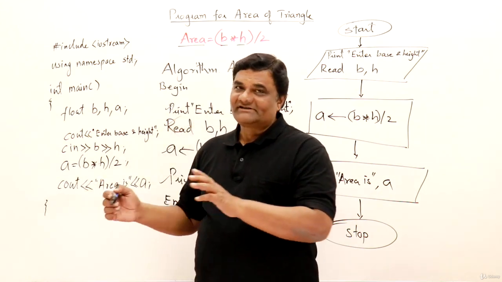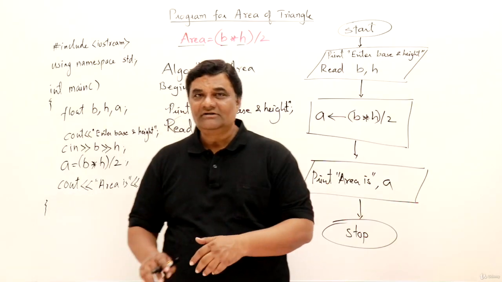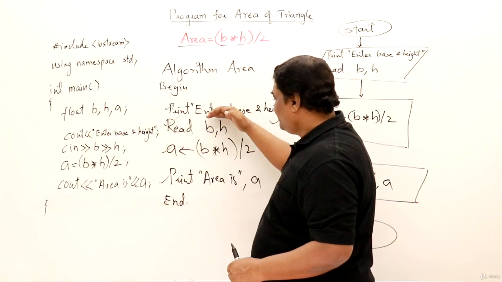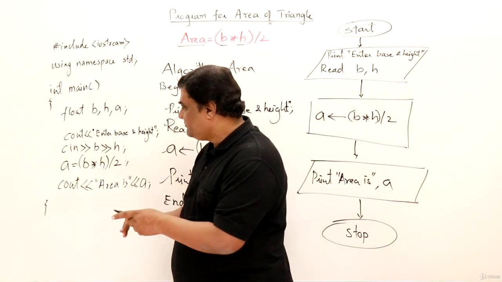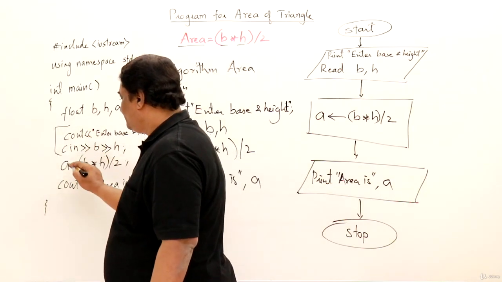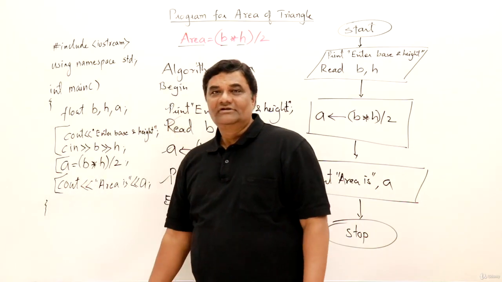So this is the C++ program. First we wrote the flow chart, then converted it to an algorithm that has input, process, output. So this also has input and then process and output. These lines are input, this is for process and these lines for output.